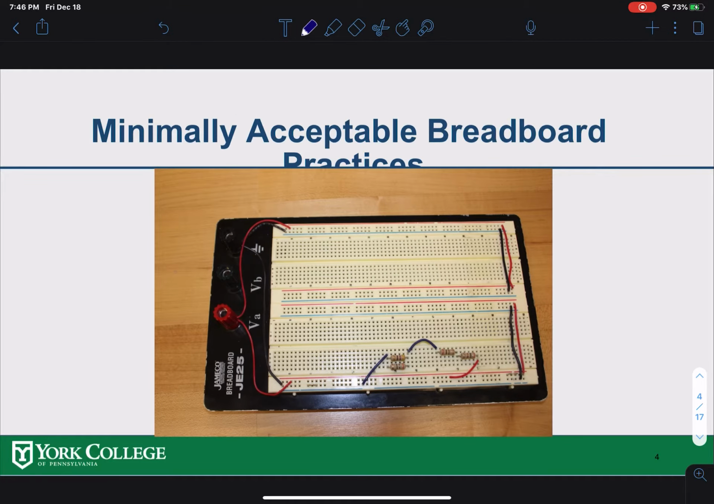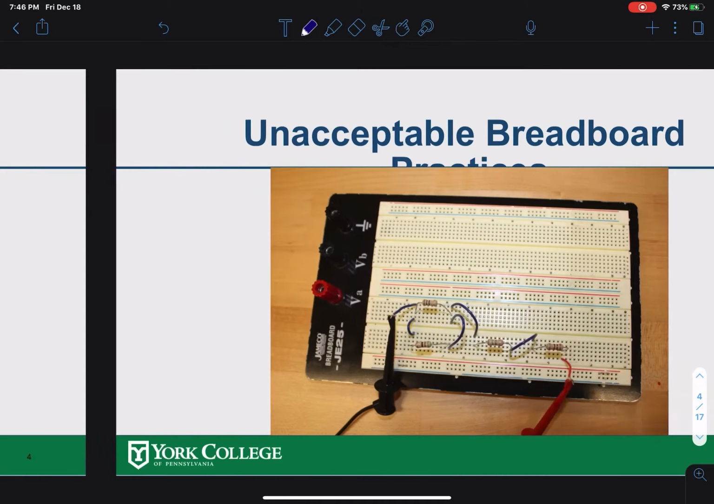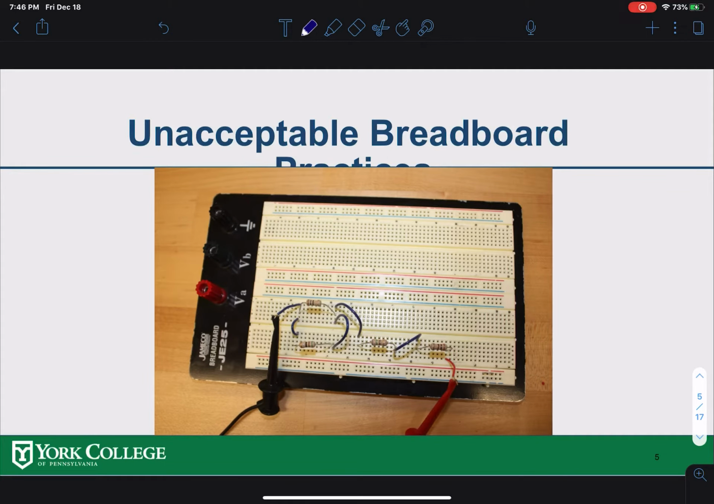This one is acceptable, and you can see that these wires are not cut to the right length, and also there's an excess wire here. You don't have to have that over there, and that's still acceptable. But this one is not acceptable. This breadboard planning is taking too much space and too many wires, and the resistor was not trimmed. So this is a very bad practice for breadboard connection.